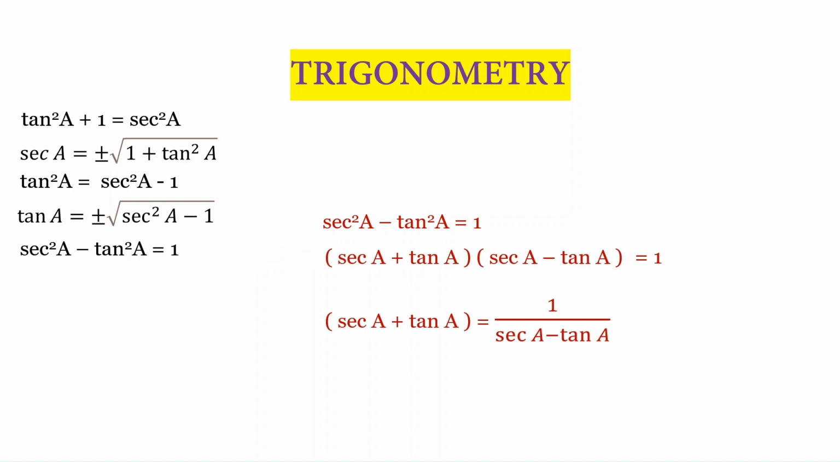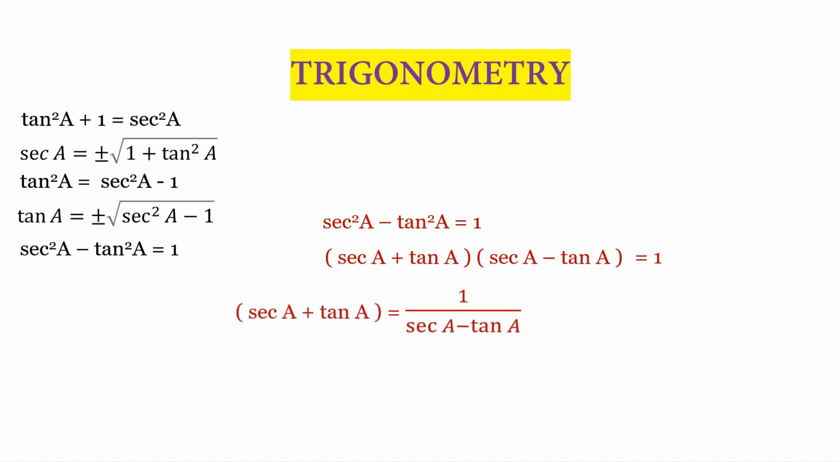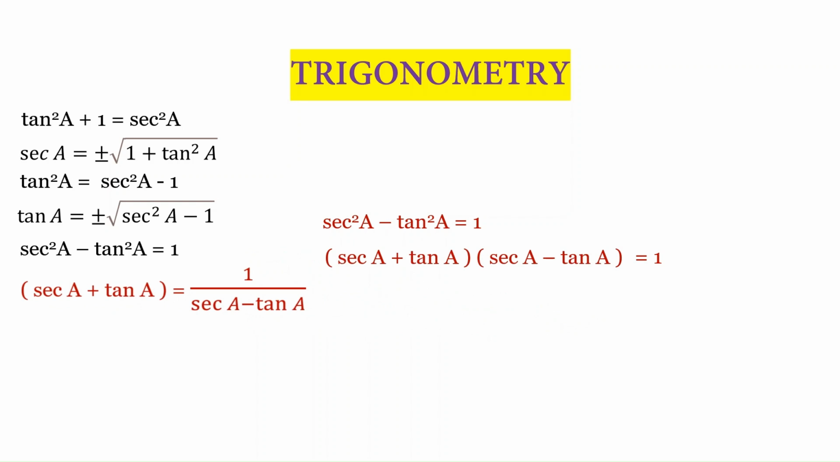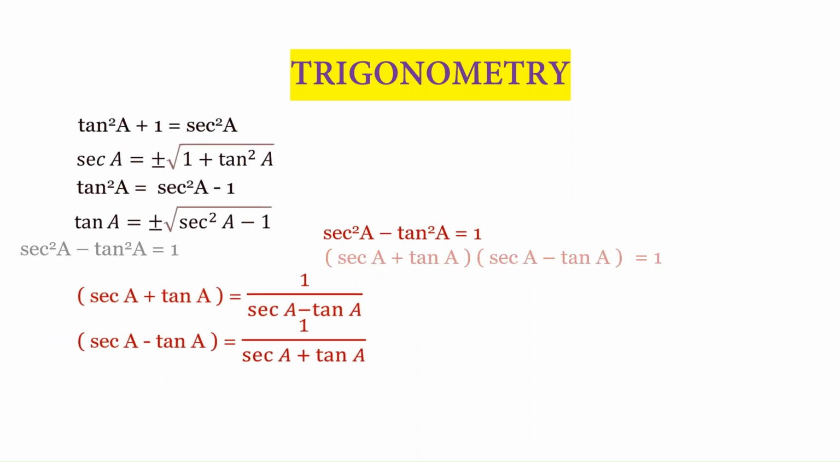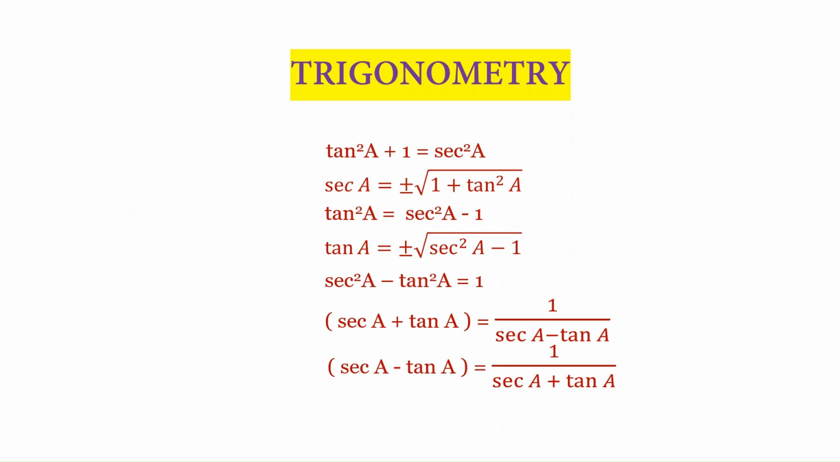Just transposing secant A minus tan A to the other side gives the formula for secant A plus tan A equal to 1 by secant A minus tan A. Or in case we transpose secant A plus tan A to the other side, it gives the formula for secant A minus tan A equal to 1 by secant A plus tan A. So this gives the second set of formulas from the Pythagorean trigonometric identities. The first one is the basic formula, and the rest we have derived from that by transposing the terms to the other side.